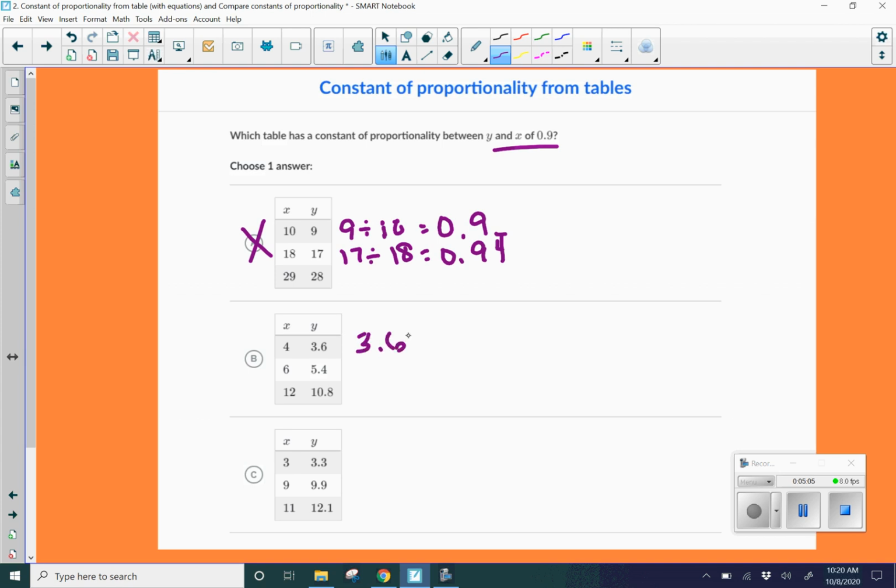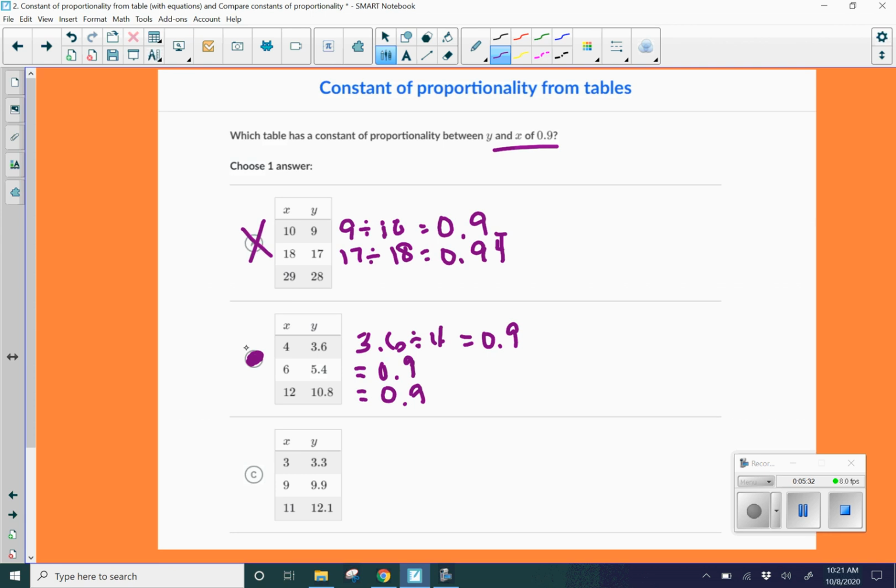3.6 divided by 4 gives me 0.9. 5.4 divided by 6 also gives me 0.9. And then 10.8 divided by 12 also gives me 0.9. So again, B happens to be the correct answer choice here.